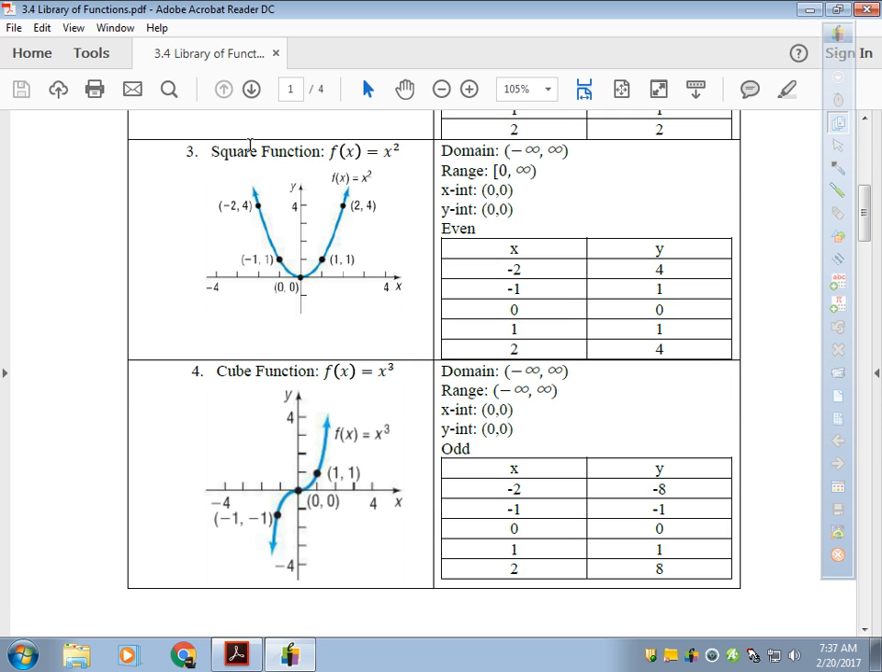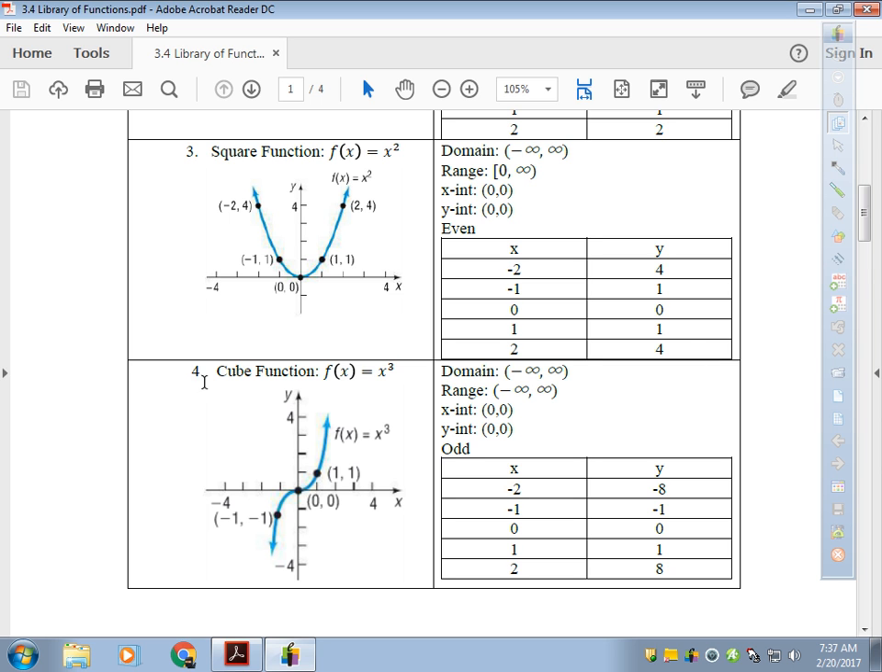Our third parent function is the square function, f of x equals x squared. This gives us a parabola, which looks kind of like a U. The domain is negative infinity to infinity. The range is 0 to infinity, so it starts here at 0 and goes up to infinity. The x and y-intercept are both 0, 0, the origin. It is an even function because it has the y-axis symmetry. And here's some points for it. When x is negative 2, the y value is 4. Negative 1, 1, 0, 0, 1, 1, and 2, 4.